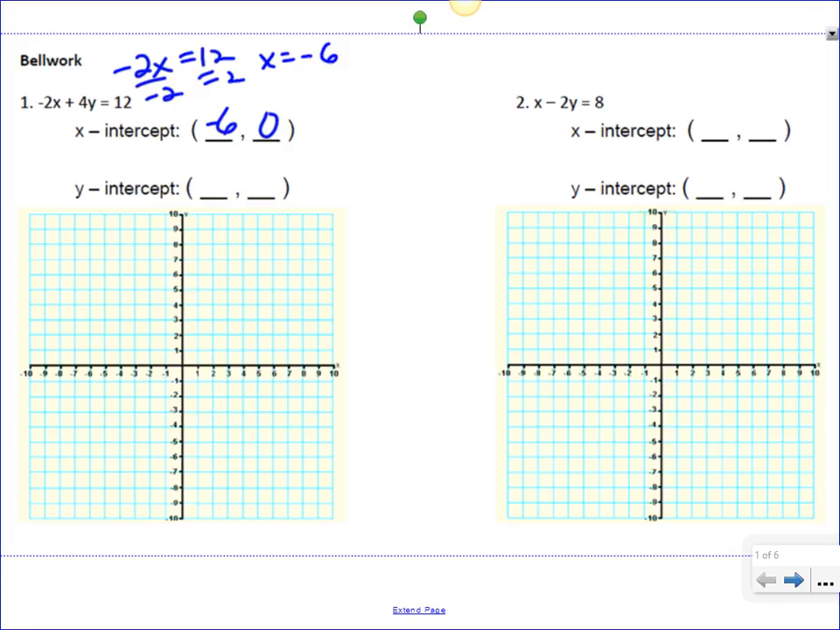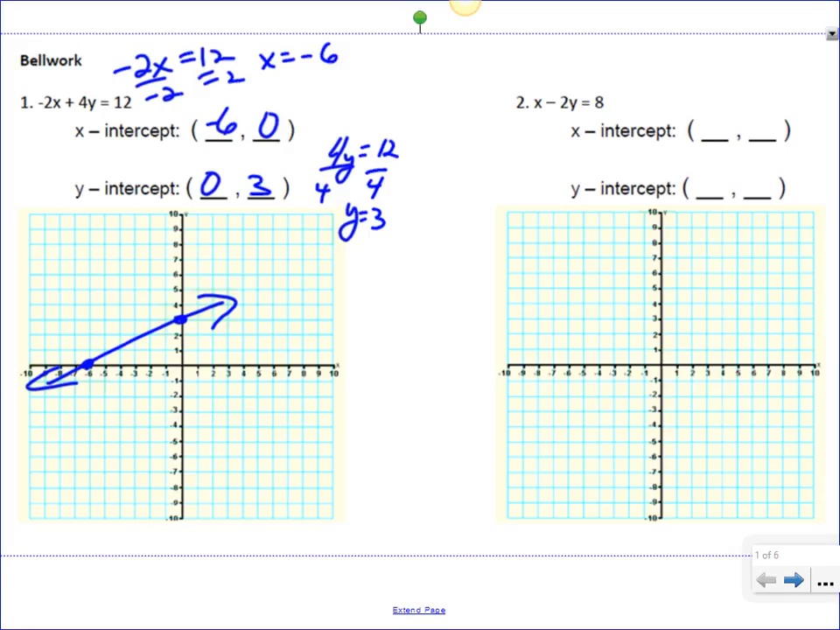For the y-intercept, you cover up the x's and you'd have 4y is equal to 12. We divide by the 4 and you get y is equal to 3. So this x is 0, the y is 3. To graph it, again, I'd go to the x-axis, I'd find a negative 6. Go to the y-axis, find a 3, and I would draw the line.